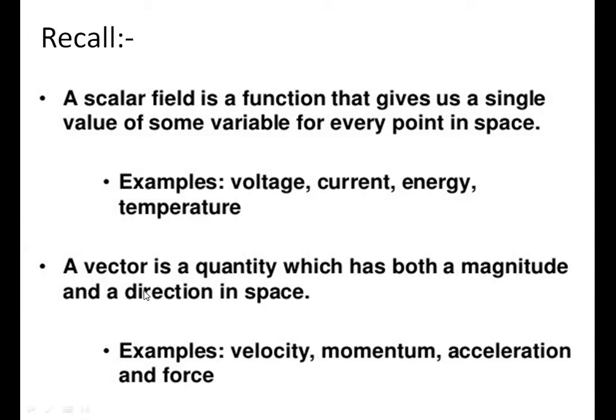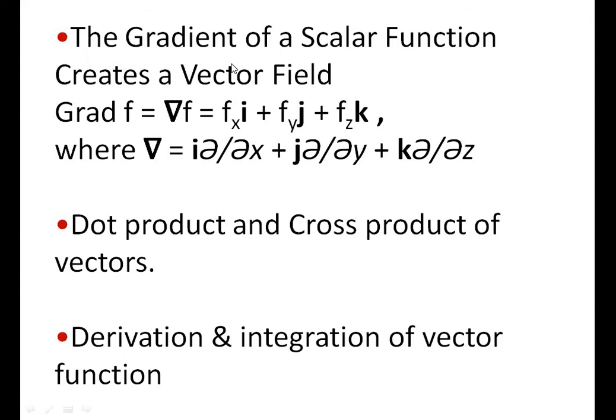Okay, we already discussed what is vector and vector addition, subtraction, scalar multiplication, vector multiplication, gradient of a function, etc. in module 1. Okay, the gradient of a scalar function creates a vector field. Gradient of f equal to del f equal to fx i cap plus fy j cap plus fz k cap, where the operator del equal to i into dou by dou x plus j into dou by dou y plus k into dou by dou z.